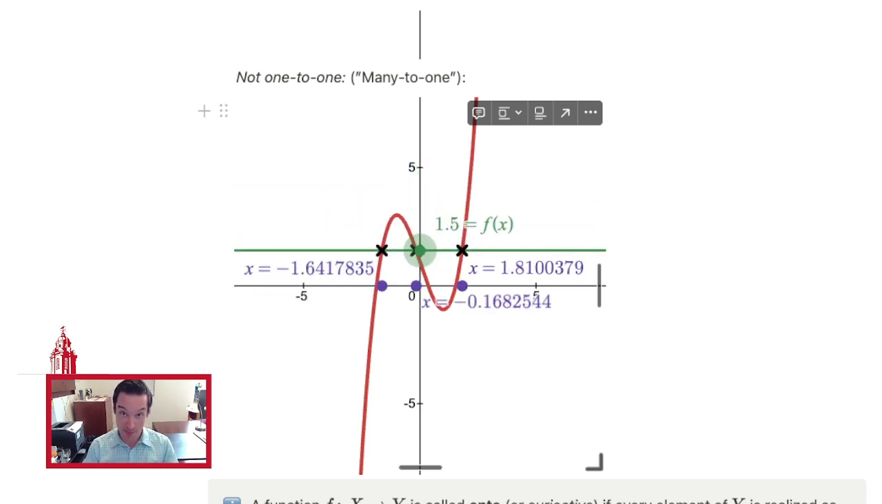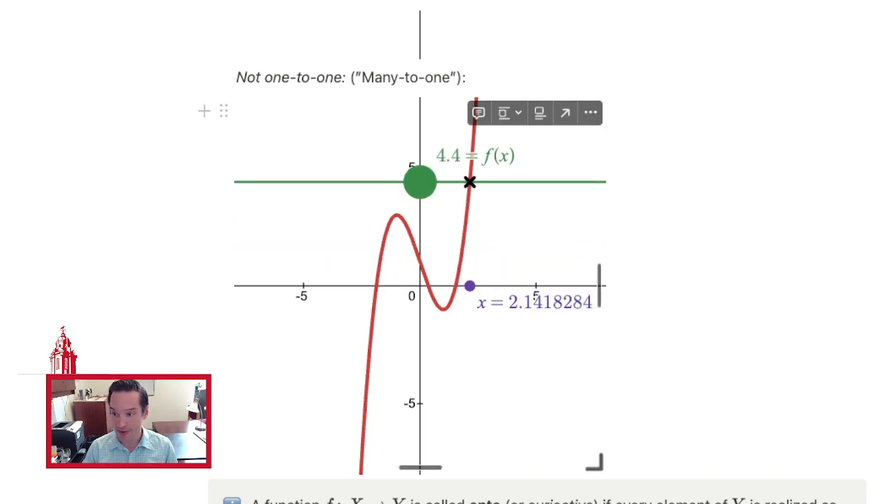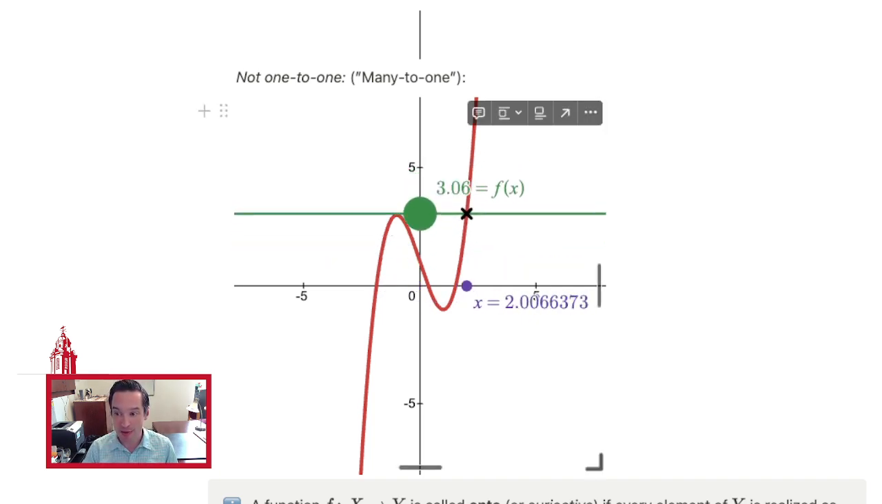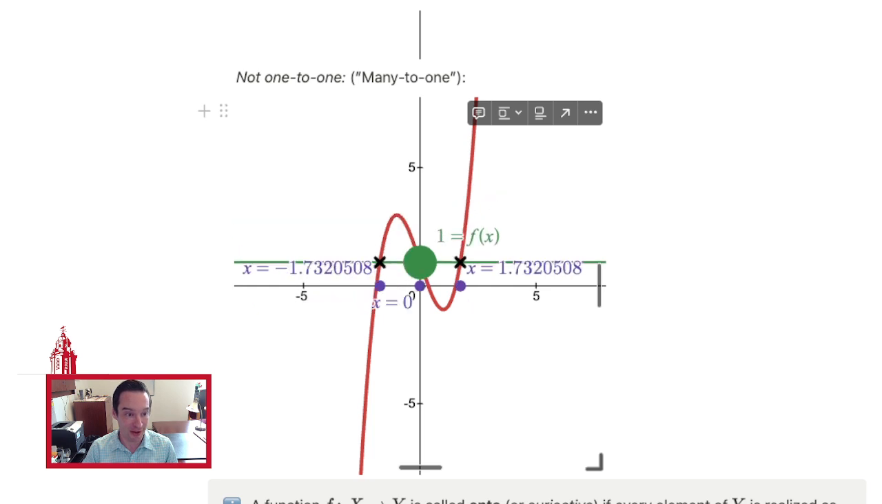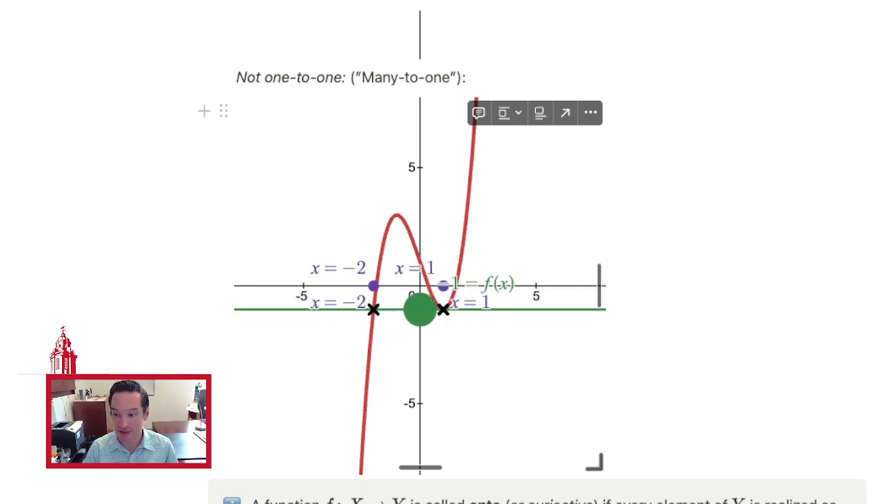But there are some places where we get 3 solutions. So this would be not 1-to-1. It would be a generically 3-to-1 function. In some places it would be 1-to-1. In a couple places it would be 2-to-1. Right? If we intersect just right at the top of this hill here, or the bottom of this valley, there'd be 2 places exactly where this line intersects the graph.